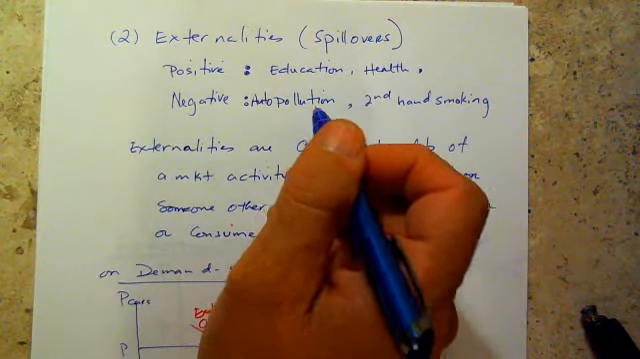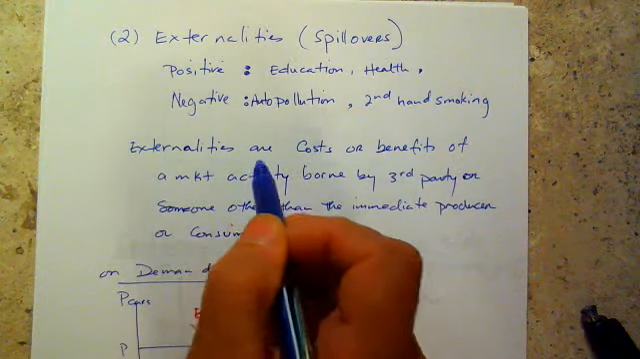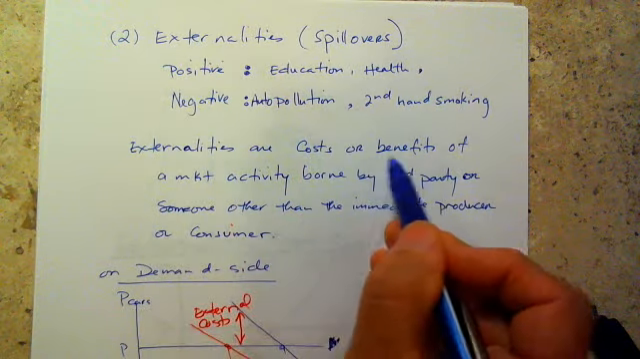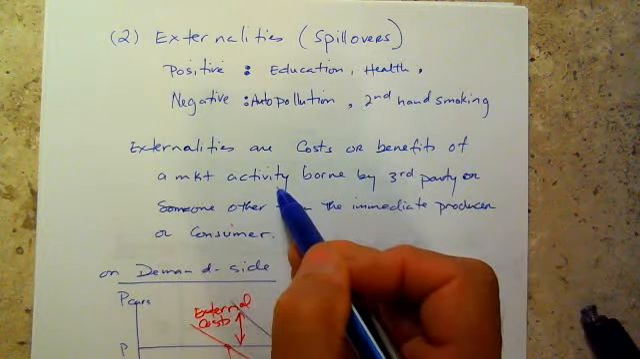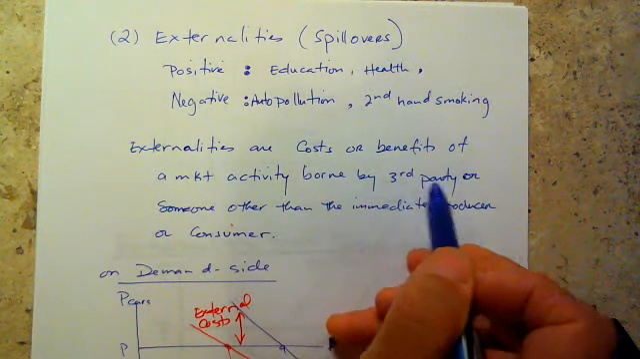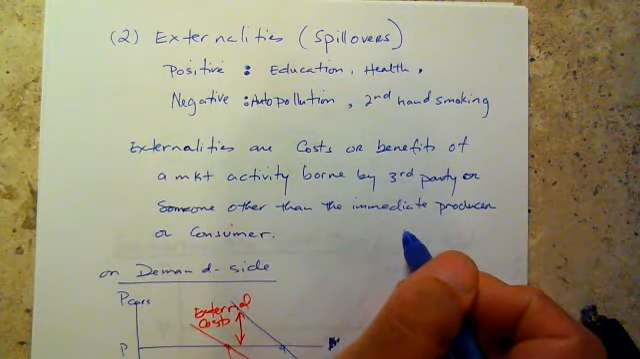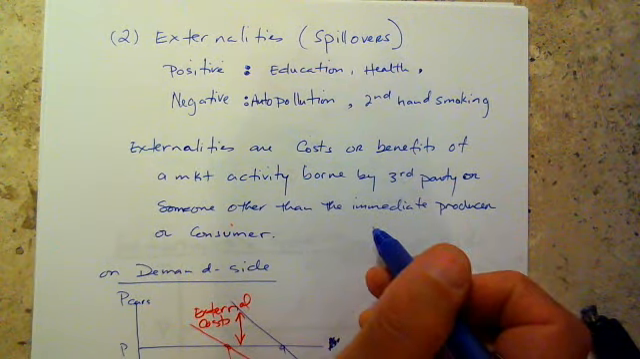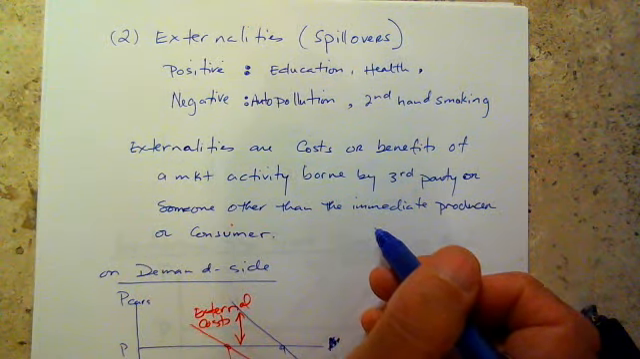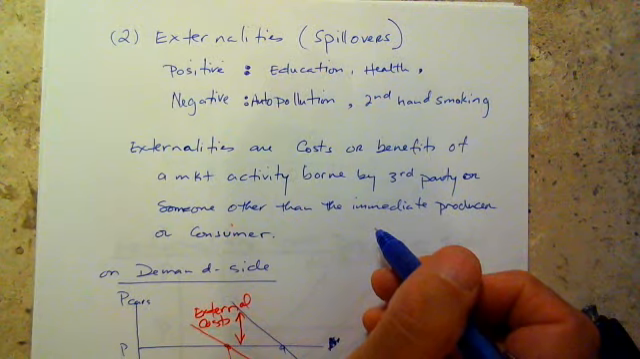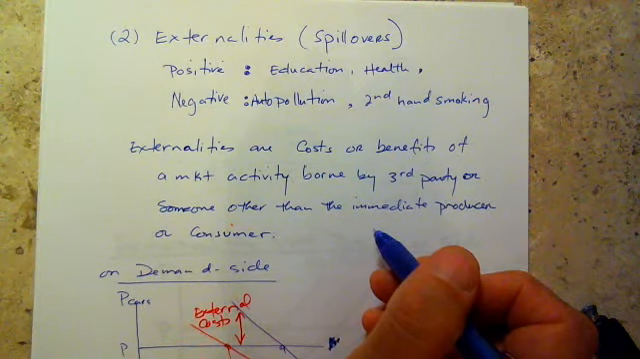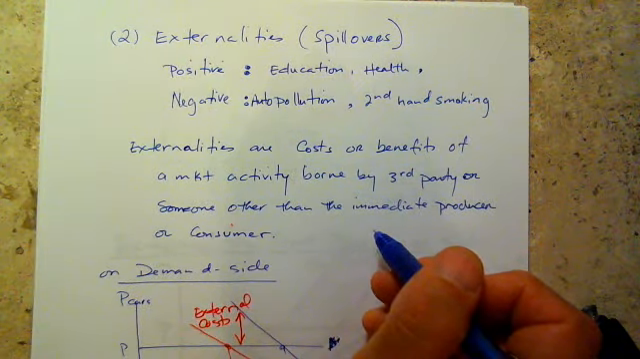externality. To define it, externalities are costs or benefits of a market activity borne by a third party, someone other than the immediate producer or consumer. Again, an example would be secondhand smoke. If one purchases a pack of cigarettes, it is a market activity. And secondhand smoke is an externality that is borne by someone who stands nearby, has nothing to do with the consumption, and yet is suffering the consequences.